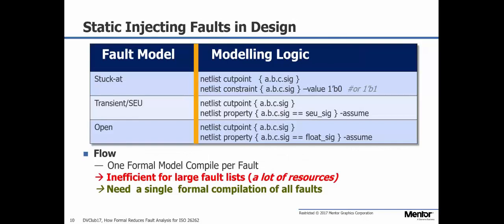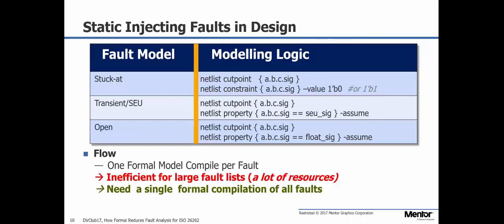So it means you have to know which faults you have to consider, and then you have to provide this for your compilation. And every time you need to consider another fault, the tool has to compile everything from scratch. So this is not necessarily efficient, and you will lose a lot of compilation time, and a lot of resources, a lot of databases will be generated.